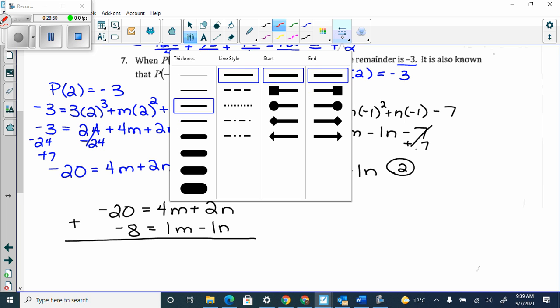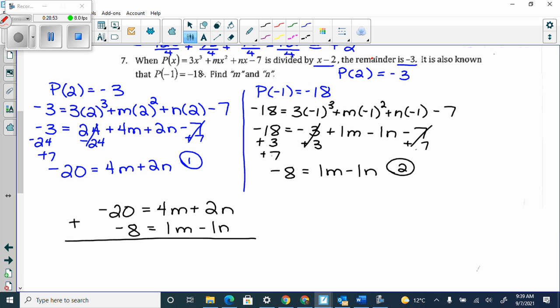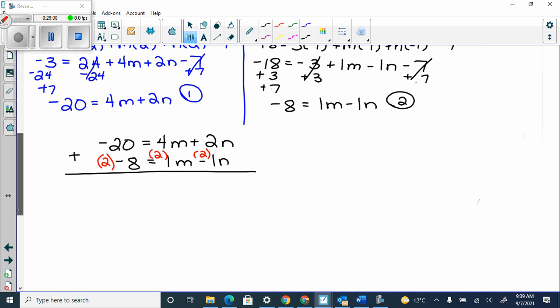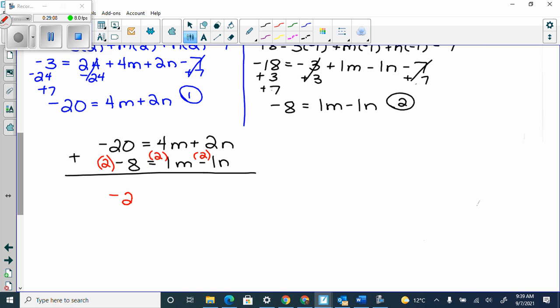So I'm going to pick the 2 because I like not multiplying by negative. But you could multiply by negative 4. You just have to do every term by it, correct? So I'm going to multiply this one by 2 because that would give me negative 2n and that would cancel. That means I'm going to have to multiply this one by 2. So I'm going to get negative 20 equals 4m plus 2n. I haven't done anything to that equation and I don't need to. Adding it to negative 16 equals 2m minus 2n.